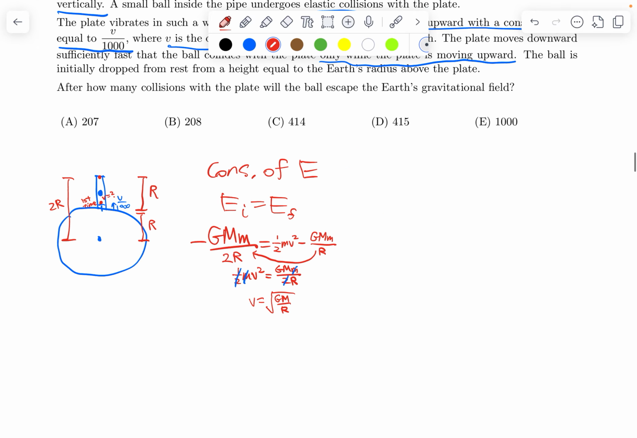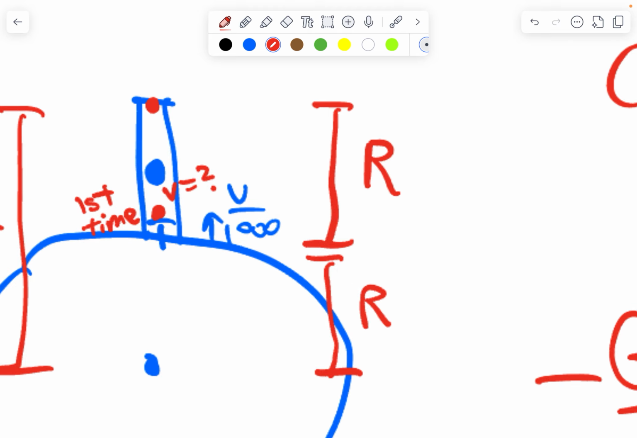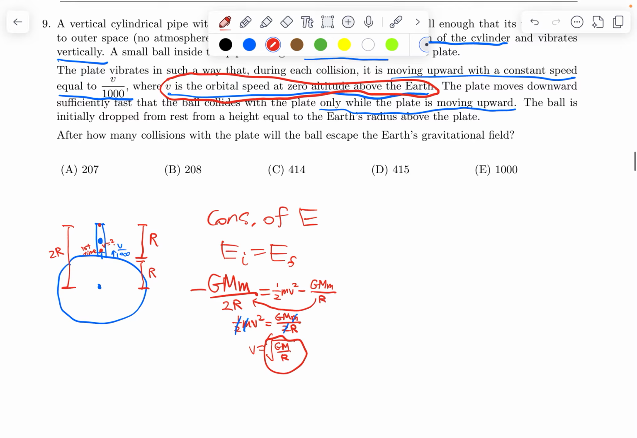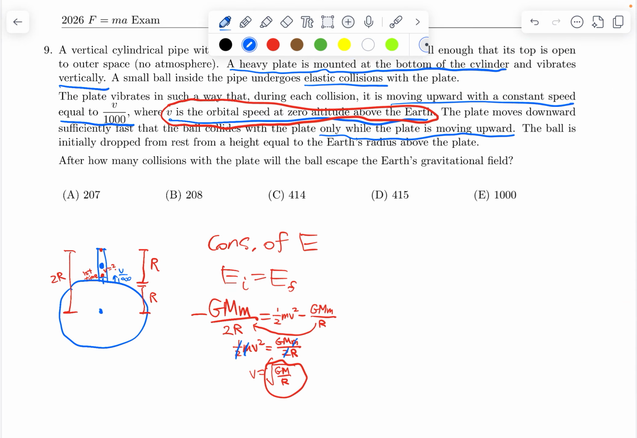And if you're familiar with orbits, if you look at the description of the problem, it says that v is the orbital speed at 0 altitude above the Earth. And it is, in fact, the same as the velocity when it hits the plate for the first time. So the first time it hits, it's at v. But, of course, it will not be able to escape Earth because it comes back, right? Even if there's no energy loss, after the first bounce, it probably will come back because the Earth's gravity is pulling it.